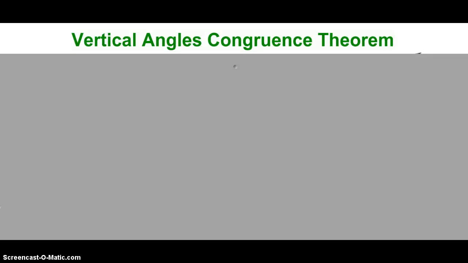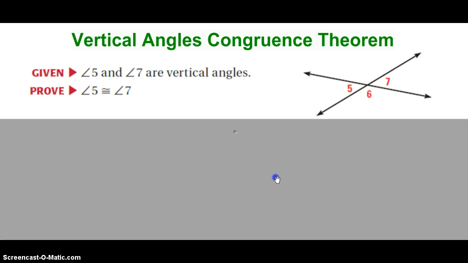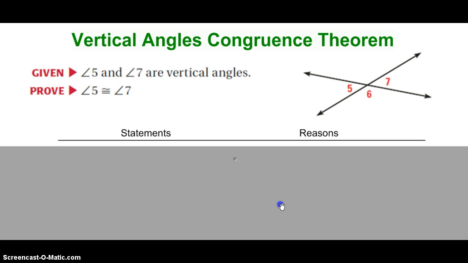So our next theorem is actually something that we've already talked about, but we do need to prove it in order to use it as a reason in our proofs, and that's the vertical angles congruence theorem. So you want to write this down in your notebook. Here's the setup of the proof, and remember we have our statements and reasons. So take a moment, write that down.